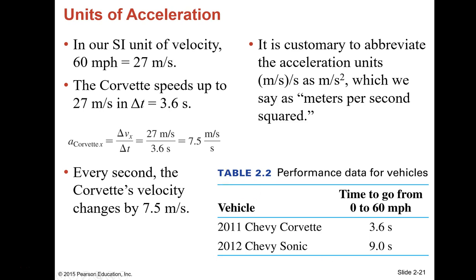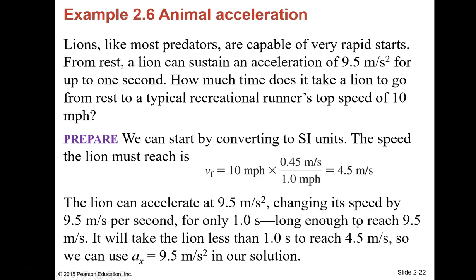Okay, just to give an idea here, rate of change from 0 to 60 for a couple different vehicles. All right, so now we're looking at how fast they change speeds. Okay, so we're going to look at this lion capable of making a rapid start. A lion can sustain an acceleration of 9.5 meters per second squared up to a second. How much time does it take for a lion to go from rest to a typical recreational top speed of 10 miles per hour?